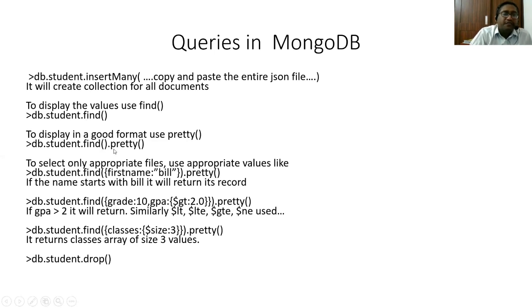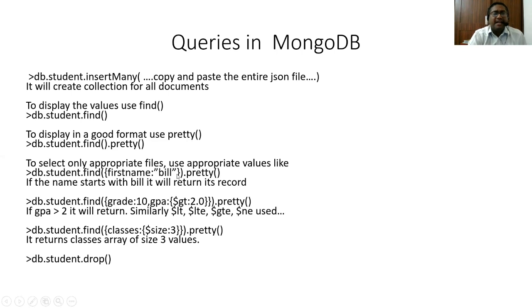If you want to find with .pretty, in a particular format, it will be arranged in a particular sequence. If you give only find on db.student, that means student is the collection, the name of the table. If you find, entirely it will be dumped. If you use pretty, neatly its values will be given one after the other.